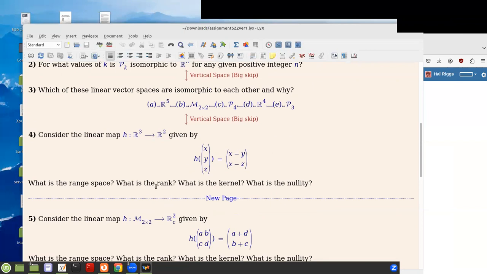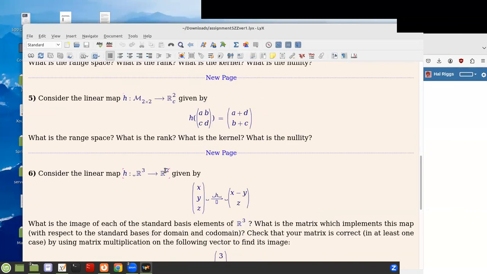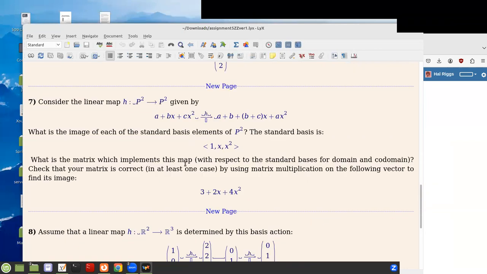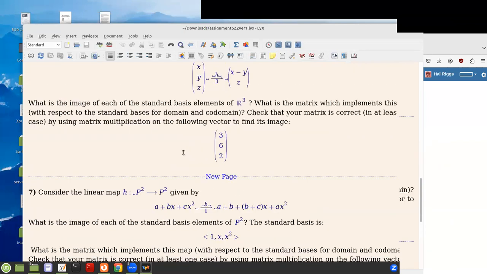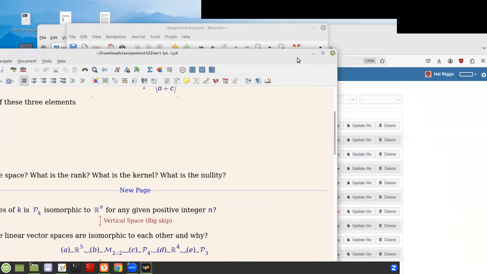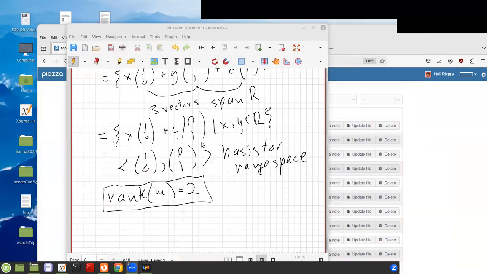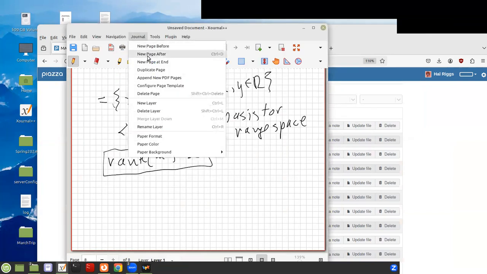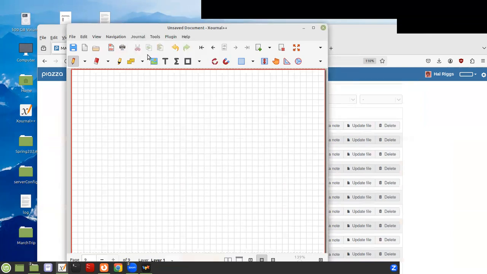And the same thing, you do that here, and you do that here, and with this map. And these are something else when you get to 6 and 7. So that's a big part of the next assignment, to find the range space and the rank. And we can practice that a little bit today. And there's one other bit of the story.